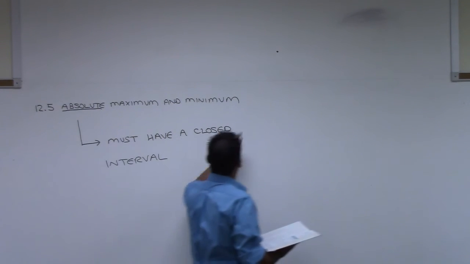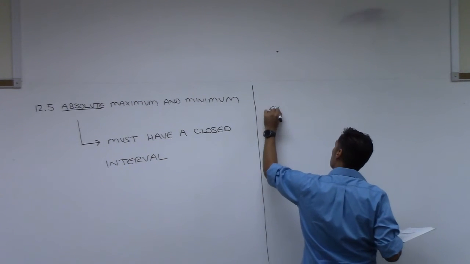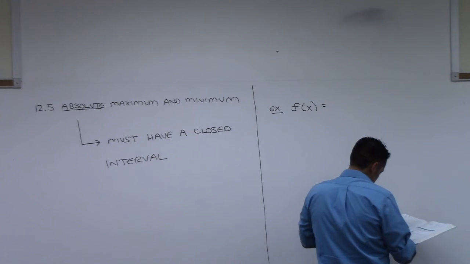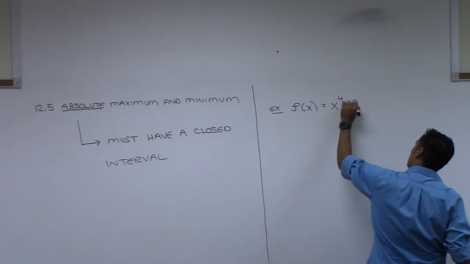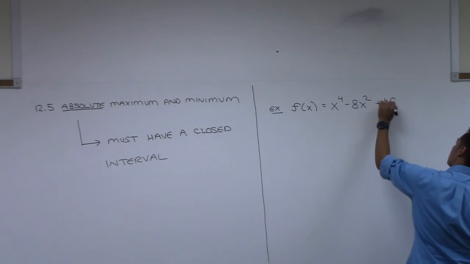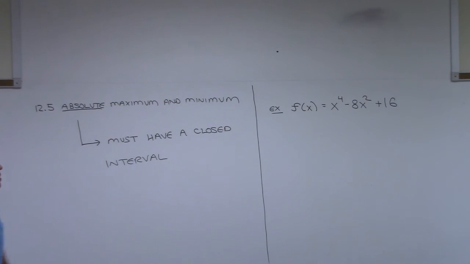Let's say that we have a function f of x equals x to the fourth minus 8x squared plus 16. That function, if I graph it, does a whole lot of things. In fact, you know what? If this is on, let's graph it.